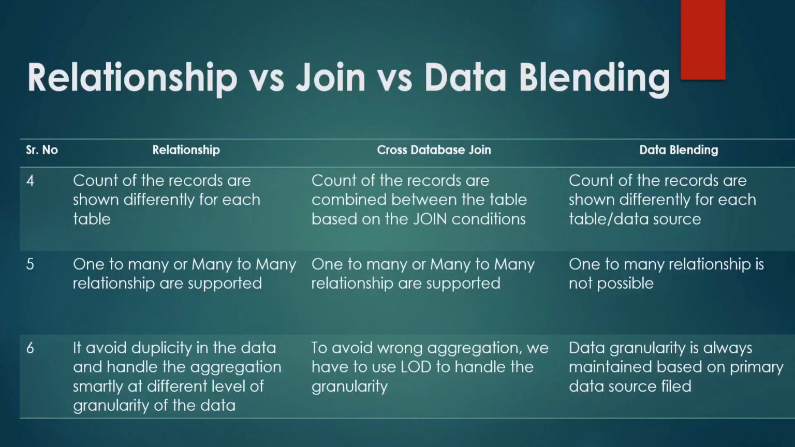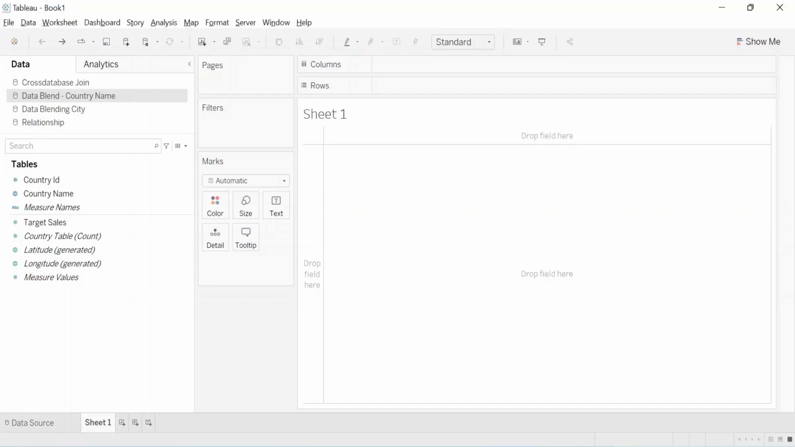The next difference between relationship, join and data blending in Tableau is whether one-to-many or many-to-many relationships are supported. In the interview also you will get a question like, what is a many-to-many relationship or one-to-many relationship, and whether that option is available for cross-database join or relationship.